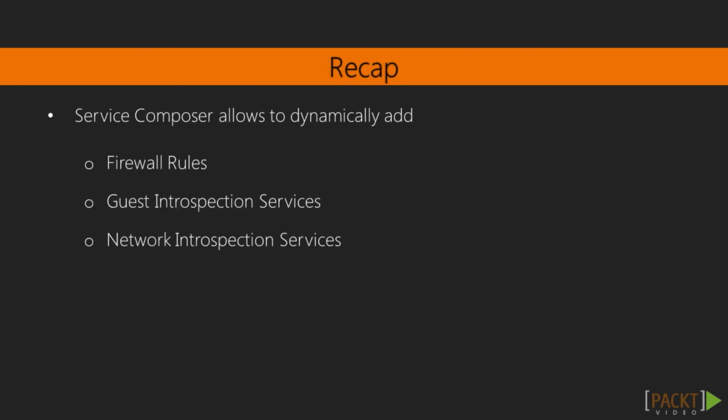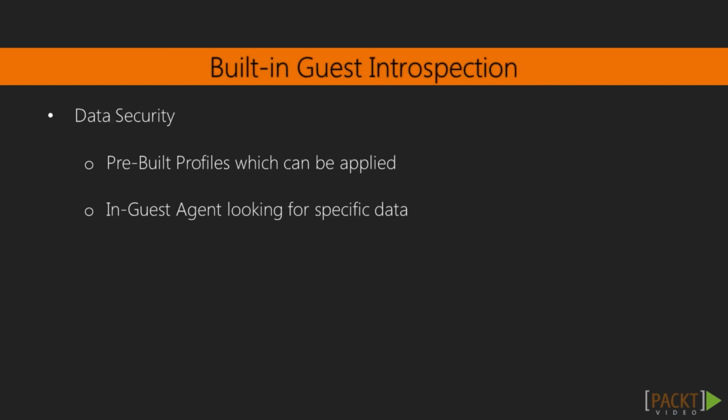A short recap. The Service Composer allows you to dynamically add firewall rules, guest introspection services, and network introspection services. This is done using a security policy and attaching the security policy to a security group. We have built-in guest introspection services called data security. They have pre-built profiles which can be applied, like PCI DSS or HIPAA, and we use an in-guest agent looking for specific data like credit card numbers or social security numbers.